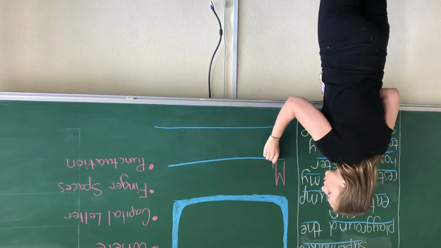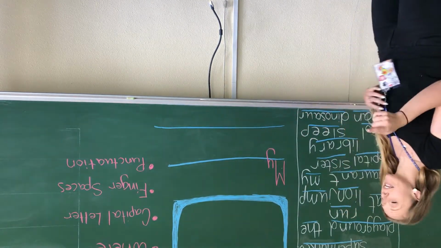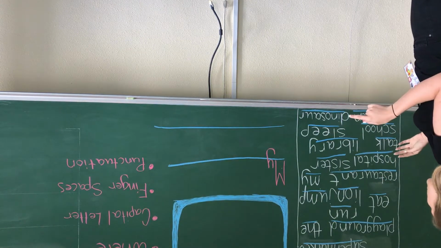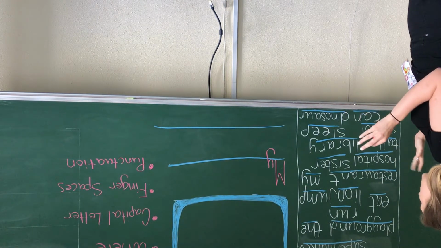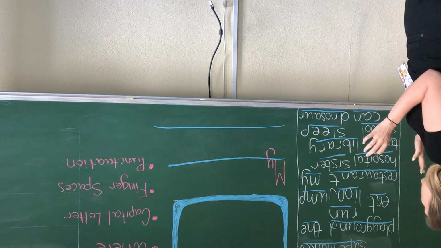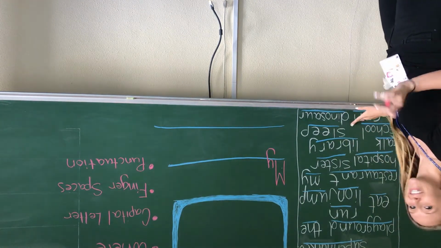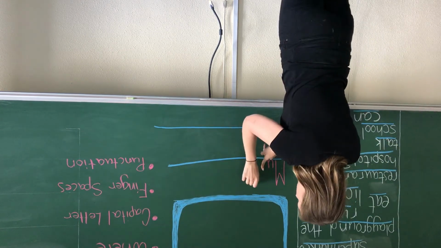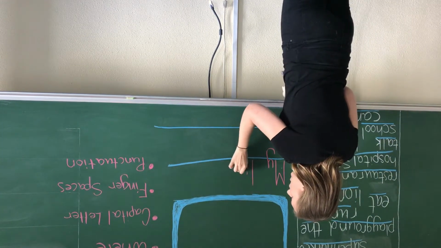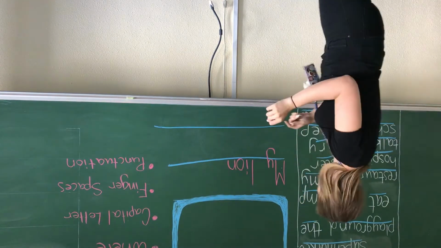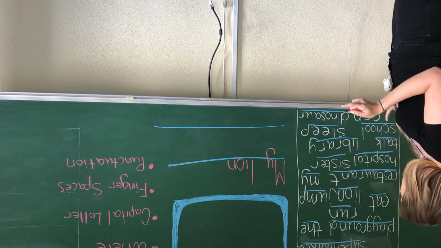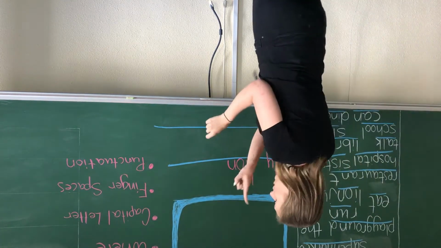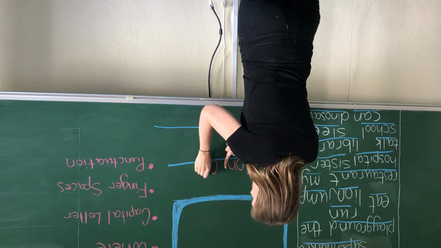So my, now I need to think of who. I want to do my lion. I'm not good at drawing dinosaurs, so I'm going to do lion. My, finger space, lion, can. Most of them know how to spell can, but if they don't, it's here in the word bank. So can is C-A-N, finger space.